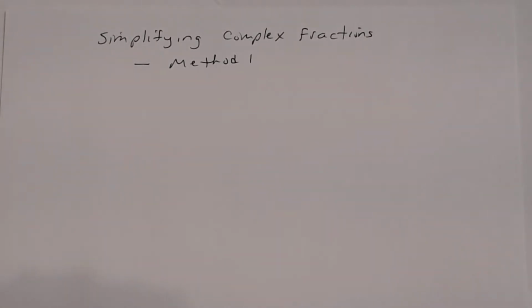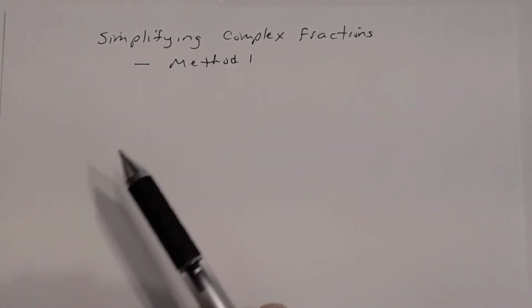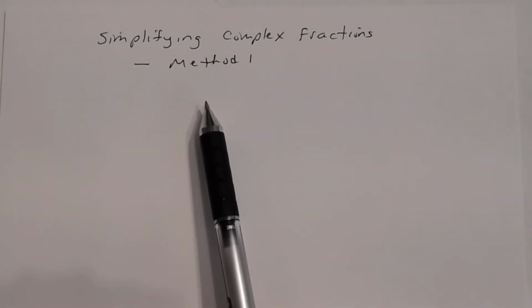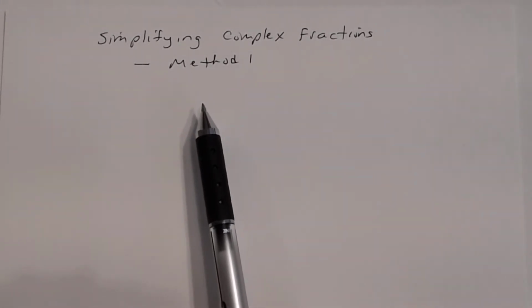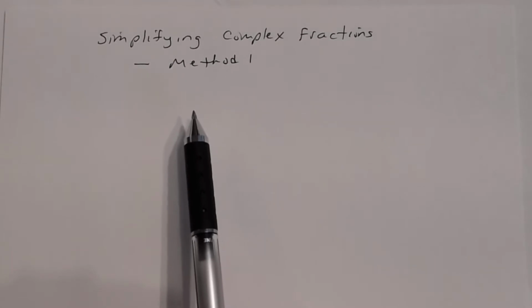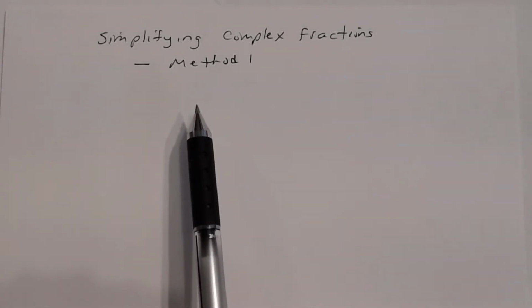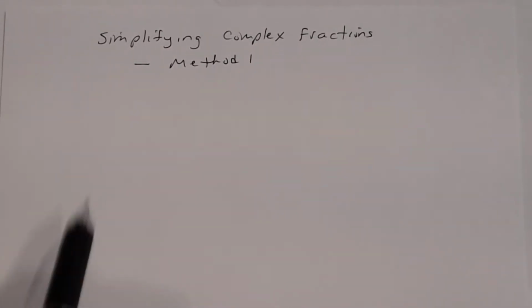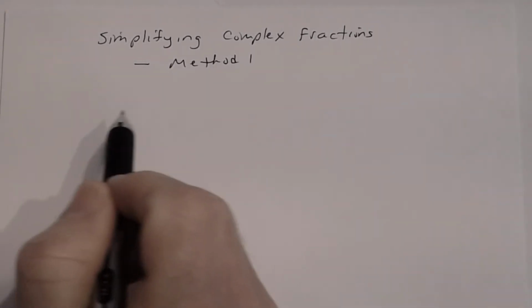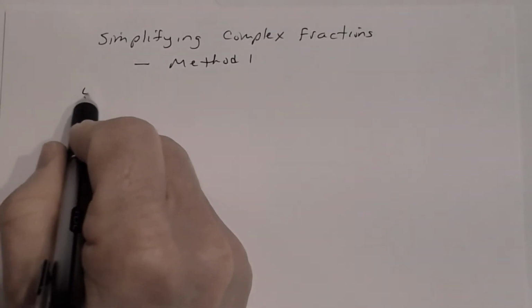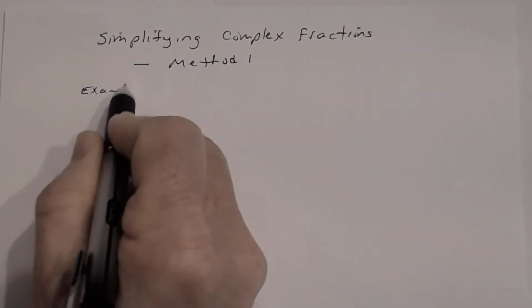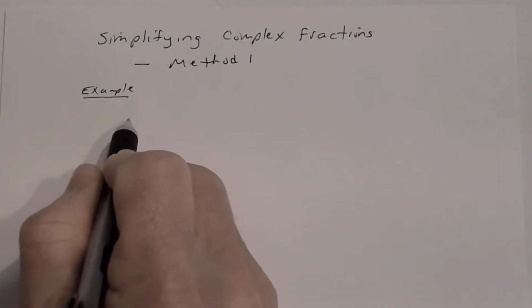Okay, so this lesson we're going to simplify complex fractions, and there are two methods that we're going to use. There's a method called method 1, and then method 2 we're going to look at in the next lesson. Now you've dealt with complex fractions before, so the easiest type of complex fraction that you dealt with was something like this. So here's an example of a complex fraction that you dealt with.